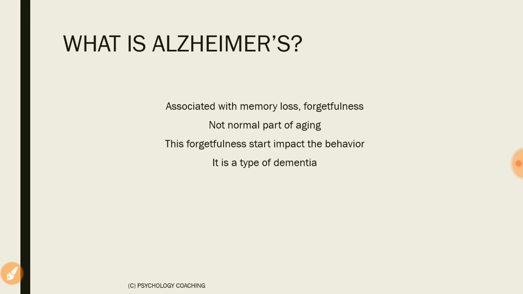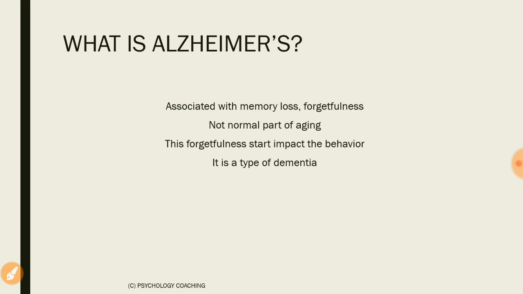Alzheimer's was first described by German psychiatrist and neuropathologist Alois Alzheimer in 1906, and because of his last name, this disease is called Alzheimer's.